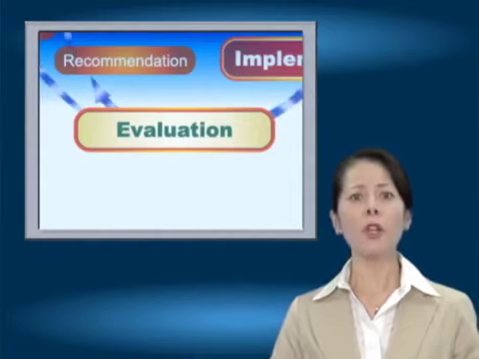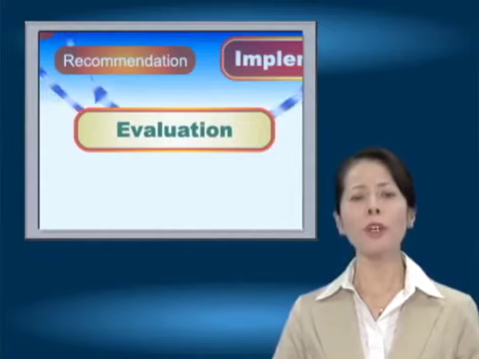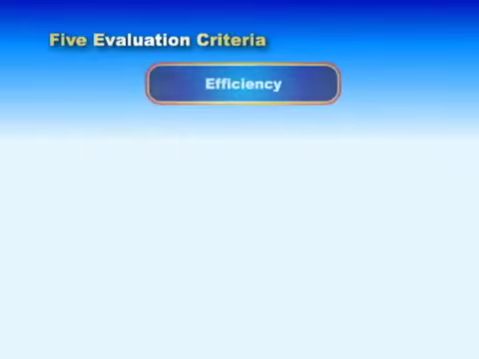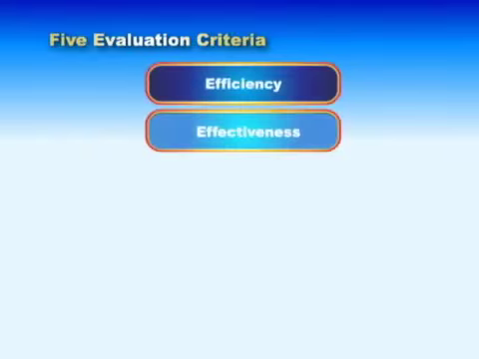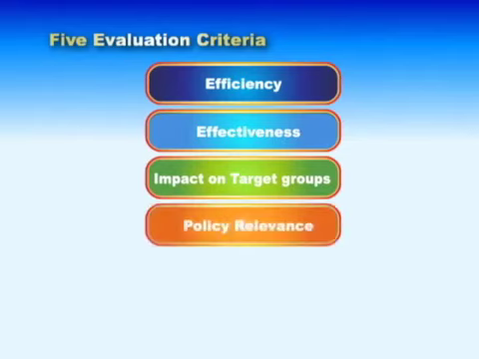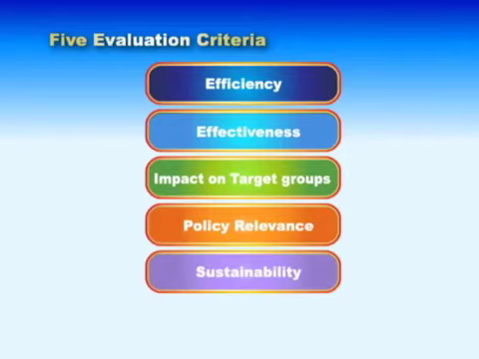Usually, the following 5 aspects are checked for evaluation. These 5 evaluation criteria are 1. Efficiency, 2. Effectiveness, 3. Impact on target groups, 4. Policy relevance, 5. Sustainability.